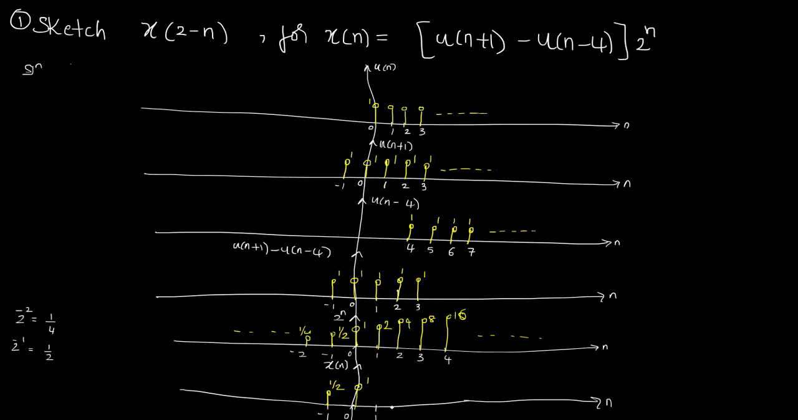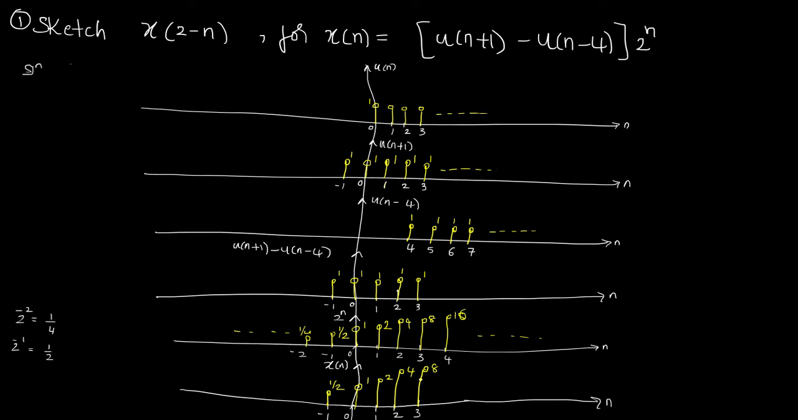Now similarly at n is equal to 1, 2, 3: 1 into 2 you will get 2, 1 into 4 you will get 4, and 1 into 8 you will get 8. That's all. After n is equal to 3 you don't have any signal, it is 0, and 0 multiplied by anything will be 0. So you will get values only from n is equal to minus 1 to n is equal to 3. This is my x of n signal.